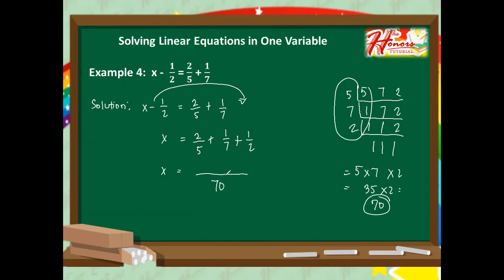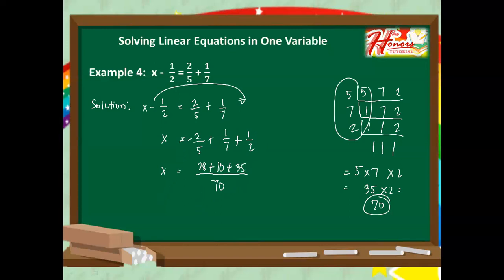over 70. So this is how you are going to get your numerator. 70 divided by 5 is 14. Then multiply it by the numerator, that's 2, times 2. So we have here 28. So write 28 here, and don't forget to write the operation, which is addition. 70 divided by 7, that's 10 times 1. So that's 10 also. Plus 70 divided by 2, 35 times 1 is 35.